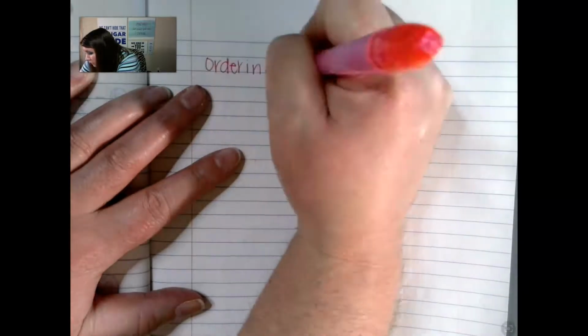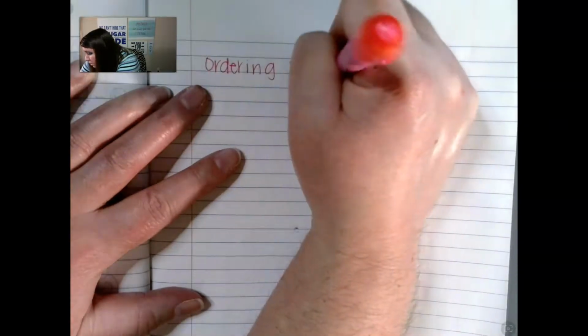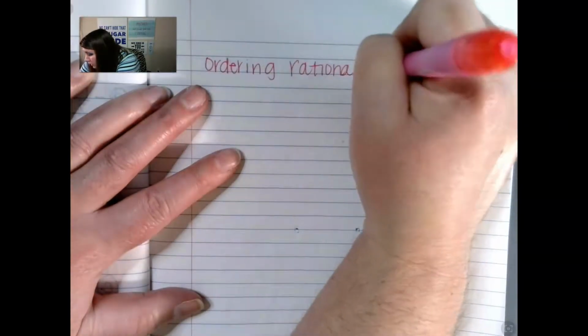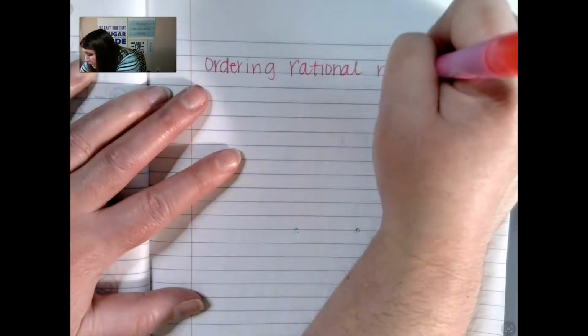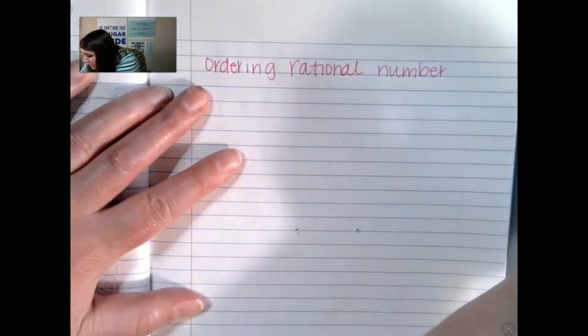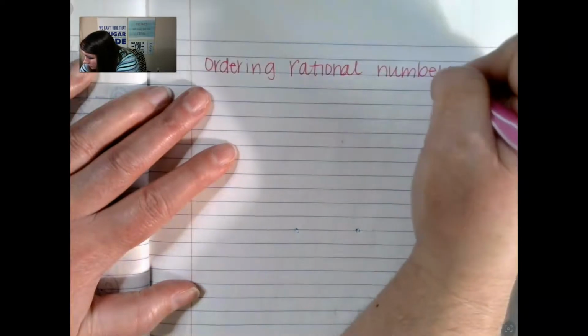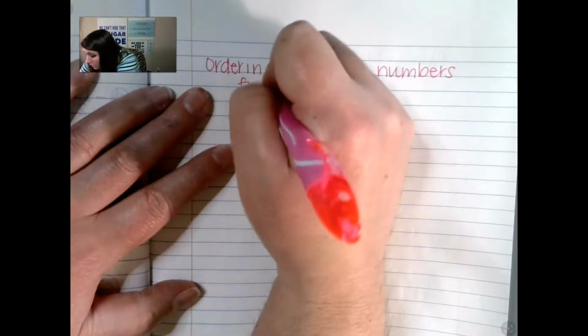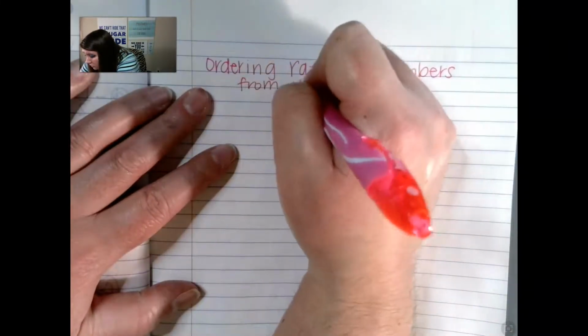All right, so we have ordering rational numbers. Again, you're putting them in order from least to greatest or greatest to least, whichever one it asks for.